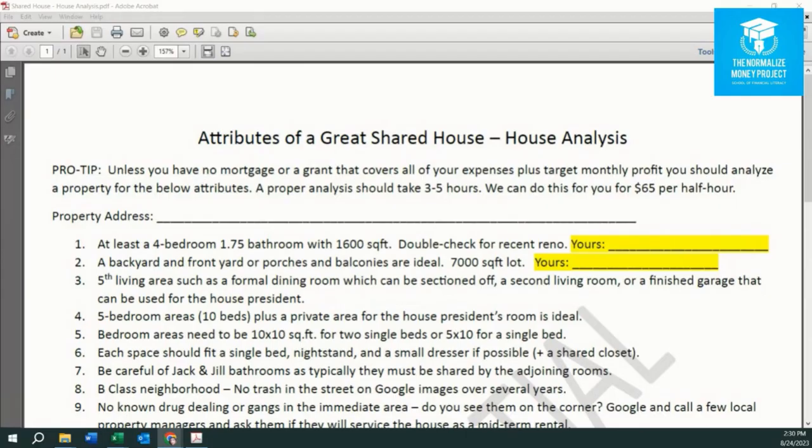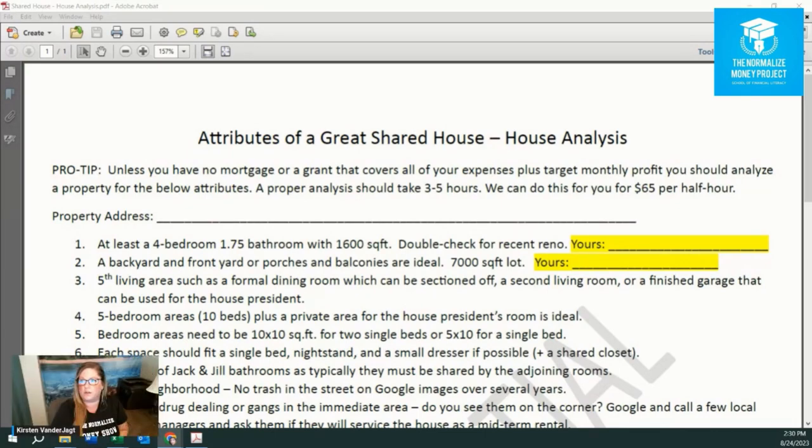the attributes of a great shared house and house analysis. I like to go ahead and print this out when I am looking at a property address.